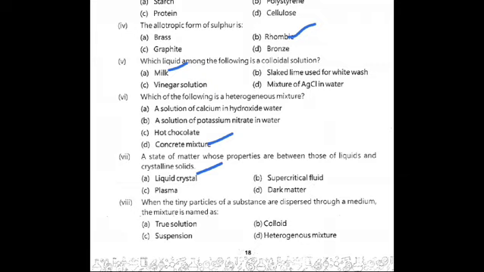MCQ number 8 is: when the tiny particles of a substance are dispersed through a medium, the mixture is named as. The correct answer is colloid, option B. Because colloids are mixtures where small particles are dispersed in a medium without settling. When particles settle, those are suspensions.